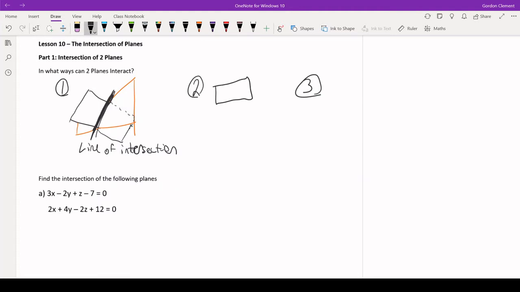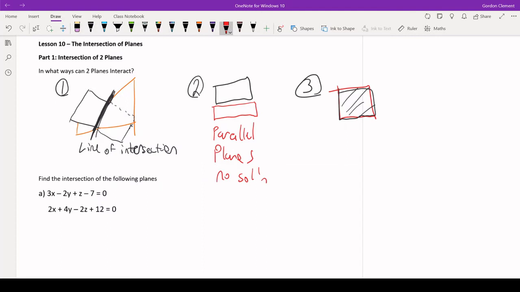They can not cross at all, so they could be parallel planes. Not crossing at all. It's a great picture. Or I could, as I'm wont to do, give you one plane, give you the other plane, and they're actually the exact same plane. So parallel planes would be no solution. This would be infinite solutions because there's a whole line of points. This one would also be infinite solutions, but they'd look different. So the third case would be the full plane. The first case, we'd have to find the line of intersection.